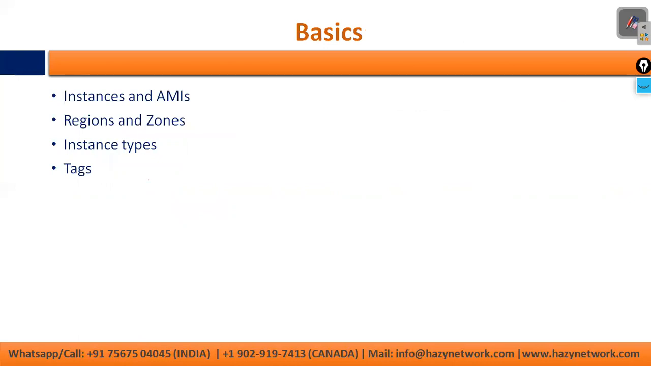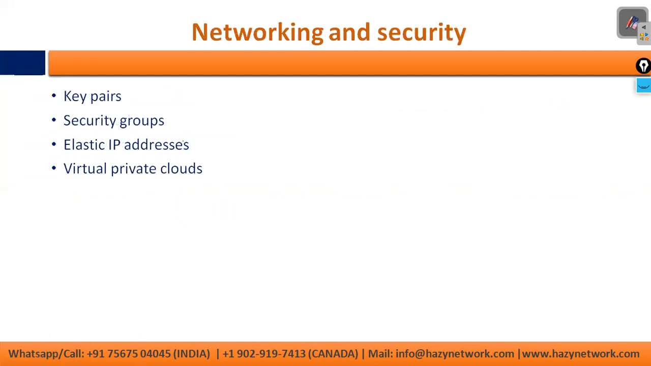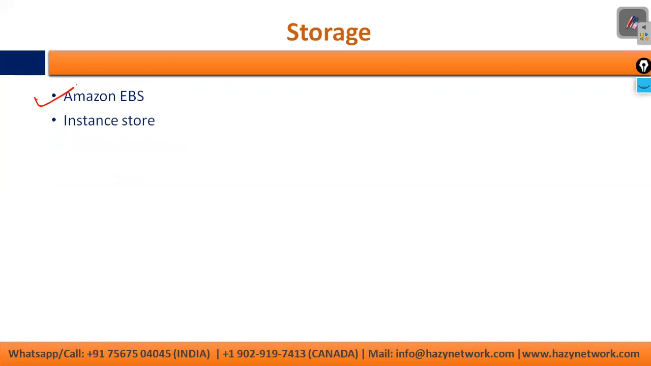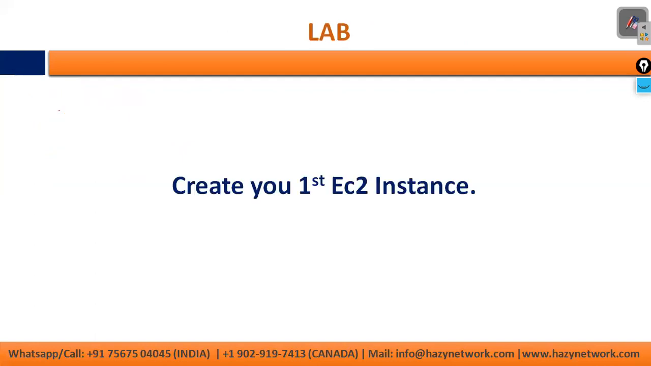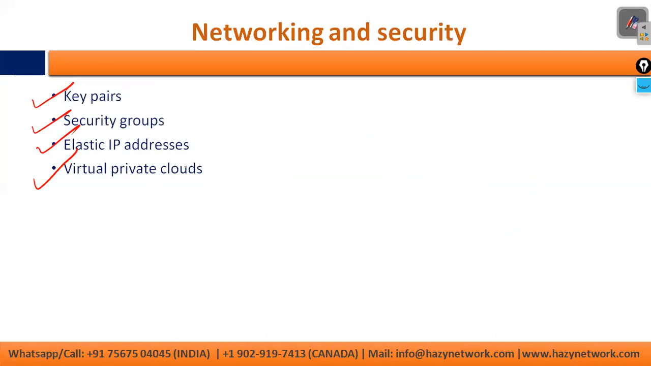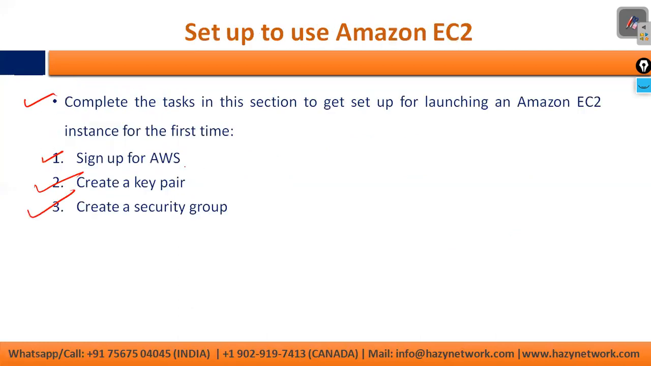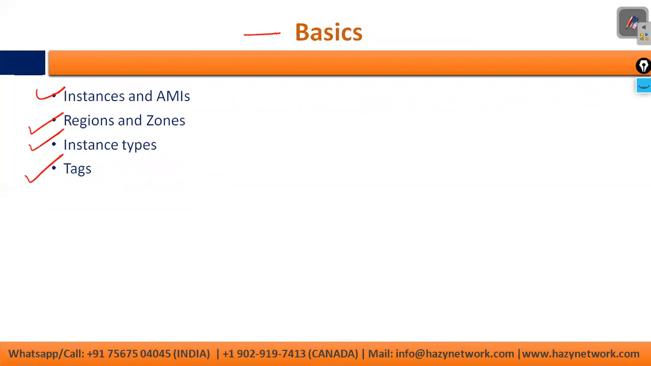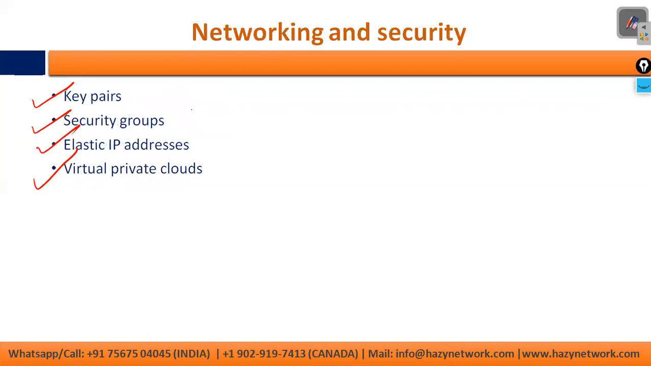Correct. So here we will use the instance and AMIs, the regions and zones, the instance type, the tags, the key pair, the security groups, elastic IP address, virtual private cloud, the Amazon EBS and instance store, and finally we will create our first EC2 instance. So don't worry, I will discuss all these parts in detail. First, set up to use the Amazon EC2 basics. That means you have to select your Amazon machine image, your regions, your zone, instance type, tags.